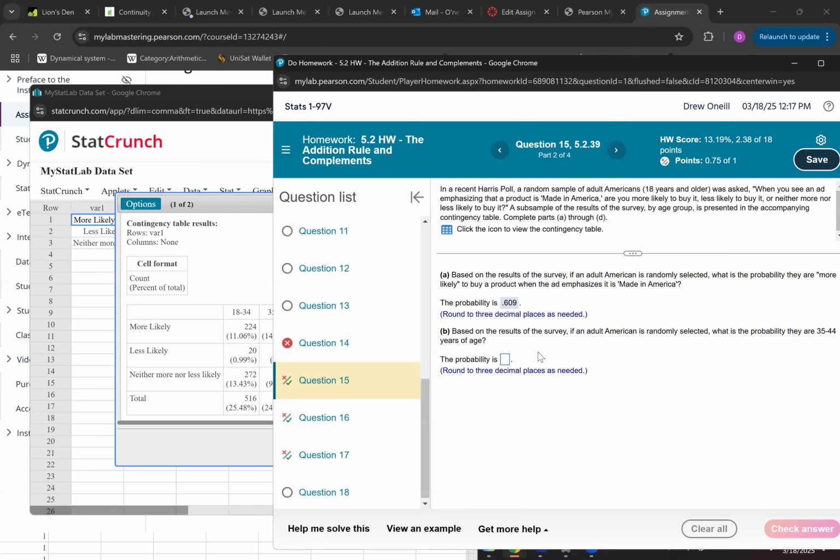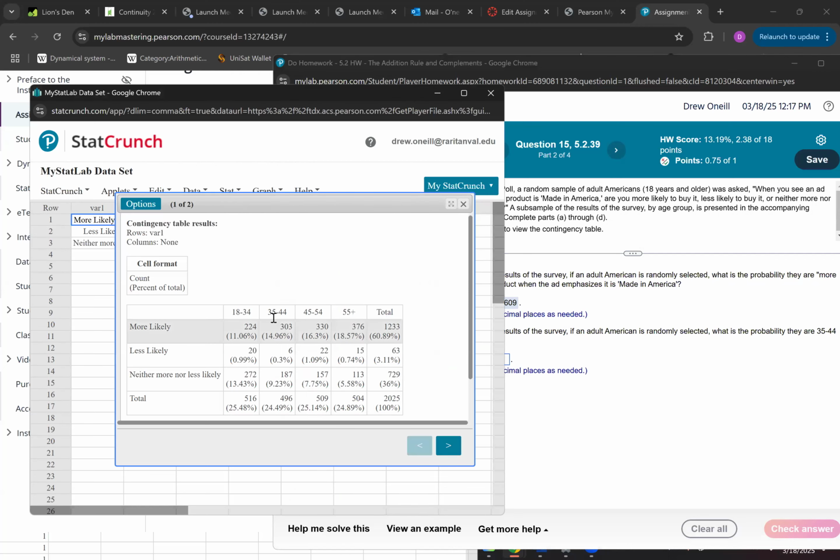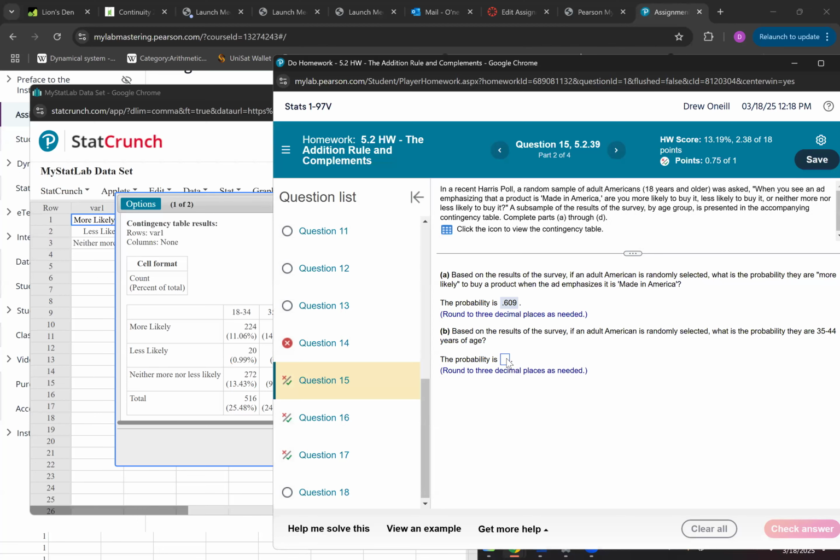And so you just kind of go each one. What's the probability that they are 35 to 44 years of age? That's this total right here. The total number of people between 35 and 54 is 496, and the total number of all people is 2025. Statcrunch automatically calculates that as a probability or percent. So it's 24.49. It's this one. That rounds to 0.245.